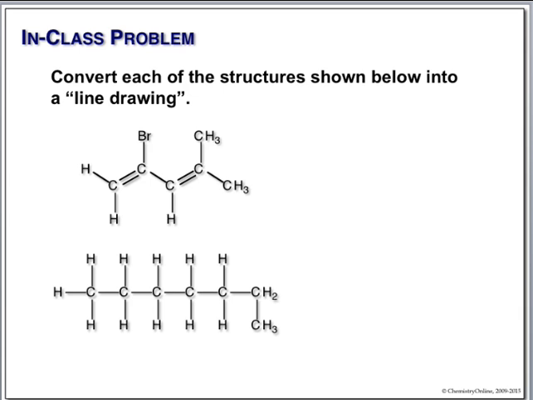Well, we're going to look for our longest chain here again. It's going to be 1, 2, 3, 4, 5 carbons long. We're going to have 2 carbon-carbon double bonds. Remember, in a line drawing, we don't have to show hydrogens. So that works perfectly well, doesn't it?